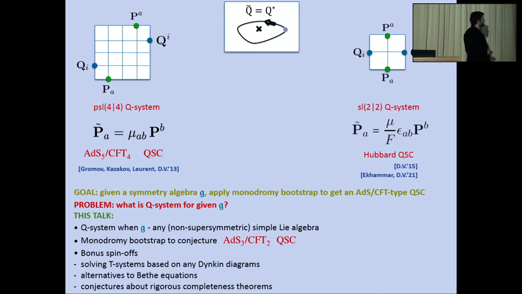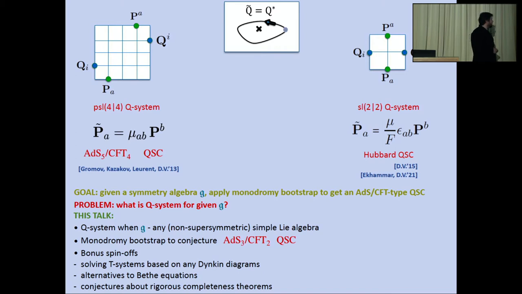With all details, we did it only recently, but the equations themselves I already put in my talk at JHEP 2015. This is like a baby version; the main difference is the appearance of the function F, which is because the central charge is non-zero, and this is important. Without this you can't do Hubbard. I will speak about this later. These are two inspirational examples telling you that you're not crazy, things can work, and let's try to make them work in general. This is the general goal of this program: given a symmetry algebra, some Lie algebra G, apply the monodromy bootstrap idea and get spectral curves of AdS5 type.